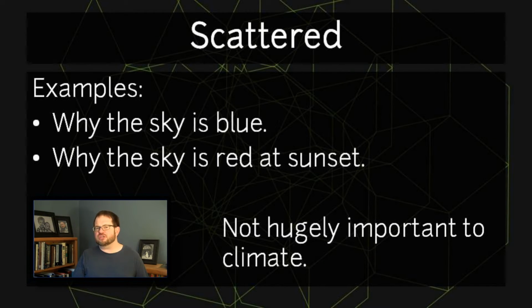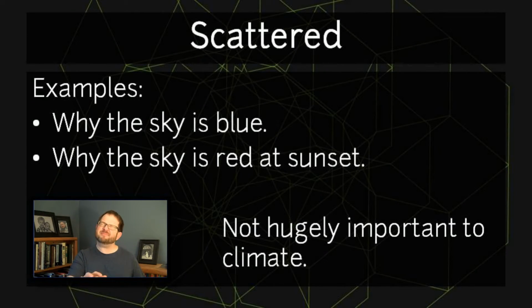And scattering is hugely important in a number of meteorological phenomena. Scattering is why the sky is blue. Scattering is why the sky appears red at sunset. Scattering is why it's hard to see on foggy days. There's a lot of interesting meteorological applications to scattering.